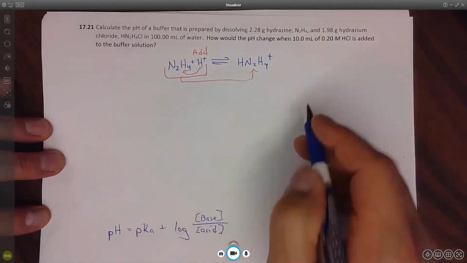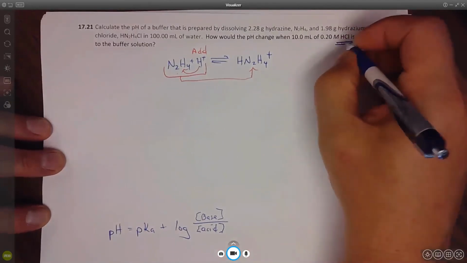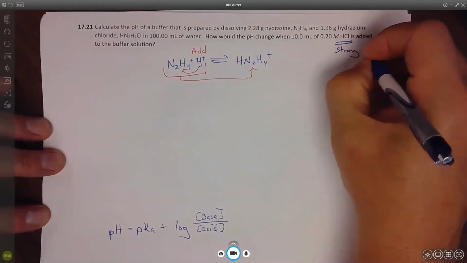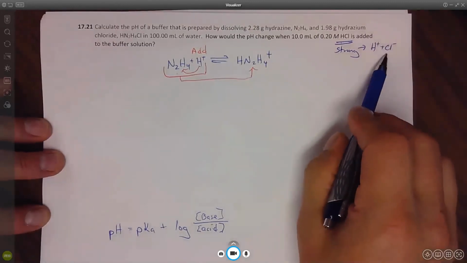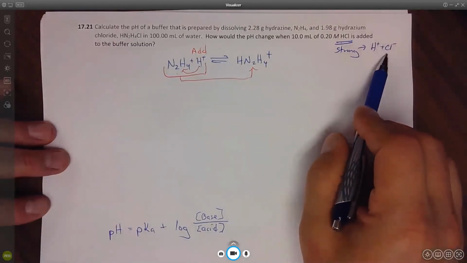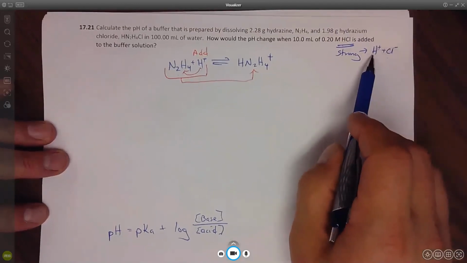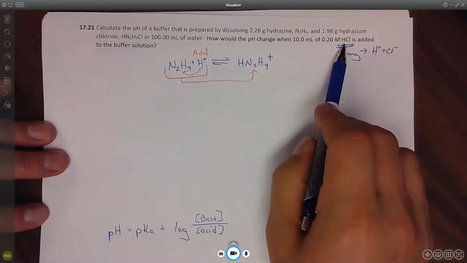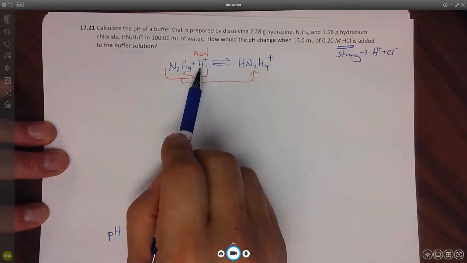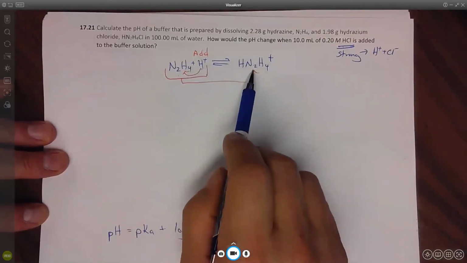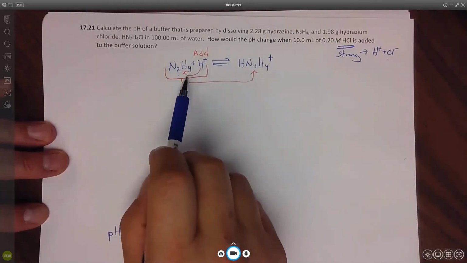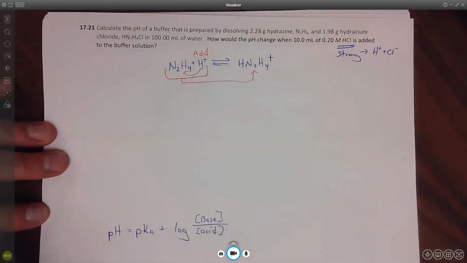But now that we're adding this strong acid, right? This is a strong acid, and so it's just going to dissociate into H plus and Cl minus. And again, the Cl minus is the conjugate base of a strong acid, so it's not going to hydrolyze. And the H plus coming from this strong acid is what we're adding, what is going to react with the base to form more of the conjugate acid of the buffer. Does everybody follow what's going on here? Does anybody not understand?